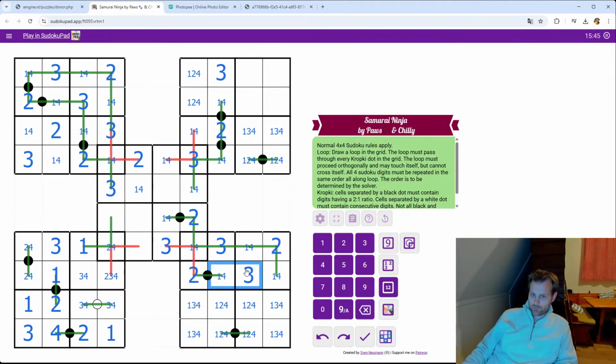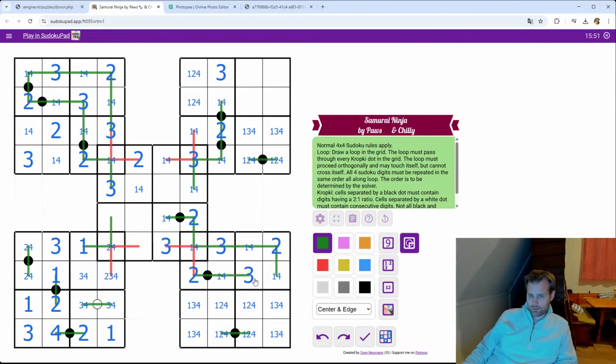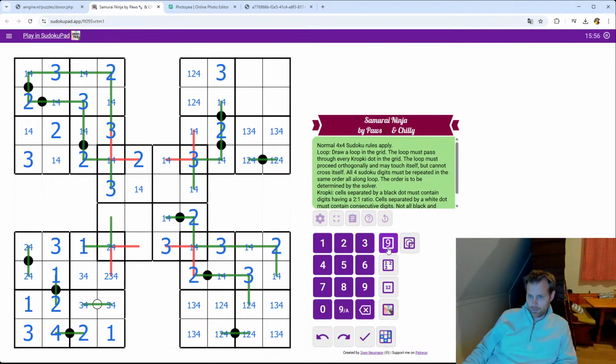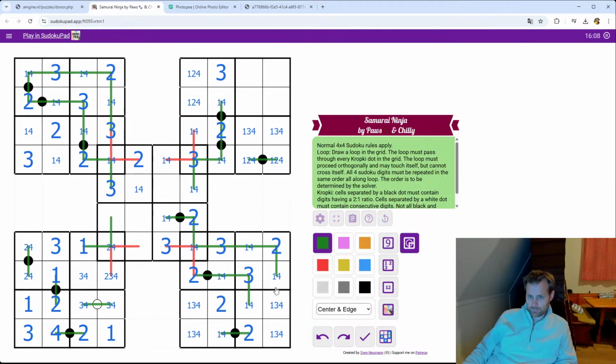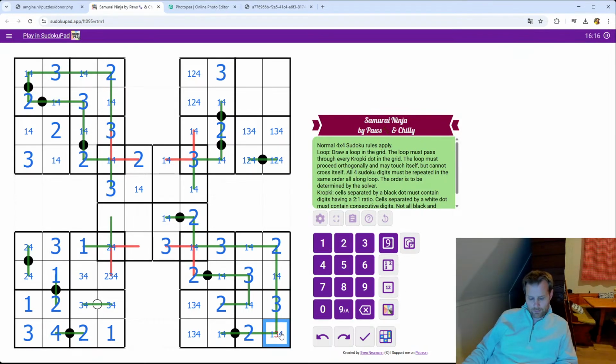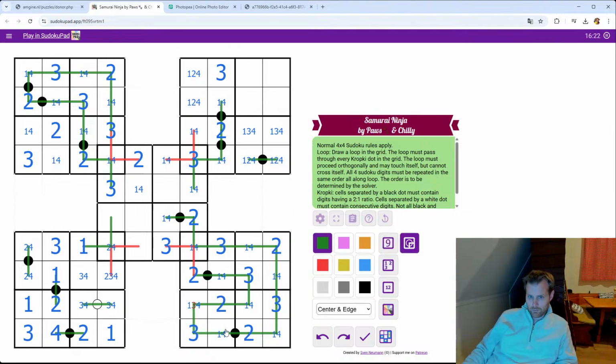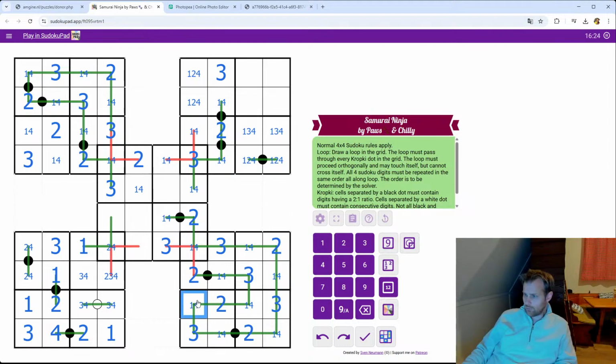Oh wait, this one must take this one, because this one must take a 3. And that must be that one. So we can't close the loop. So it must go there. So therefore we know this is a 2. This is not a 2. This must be the 2. This is not the 2. And that one goes like that. And then this is the 3. And this is the 3. So that goes all neatly.